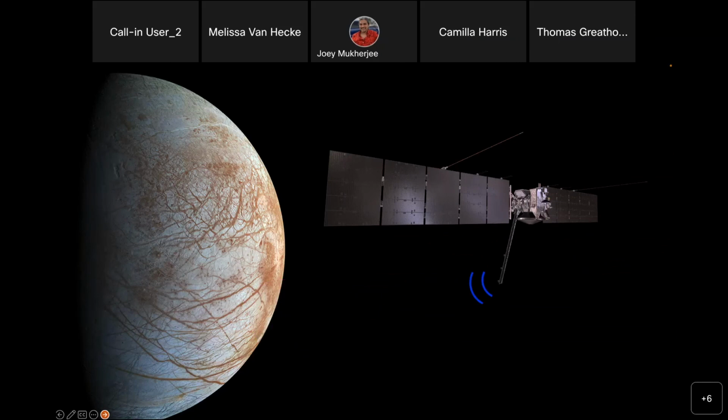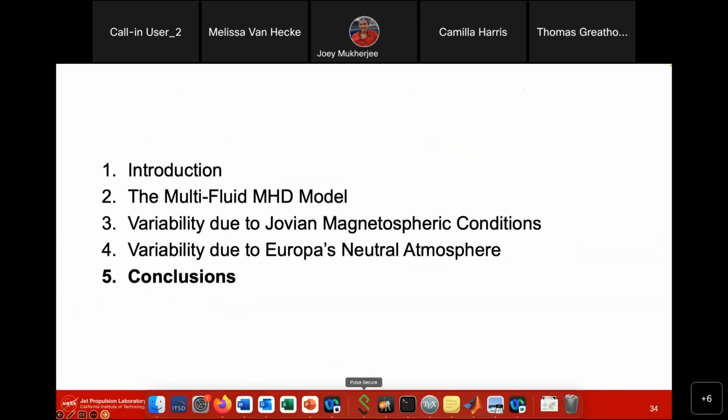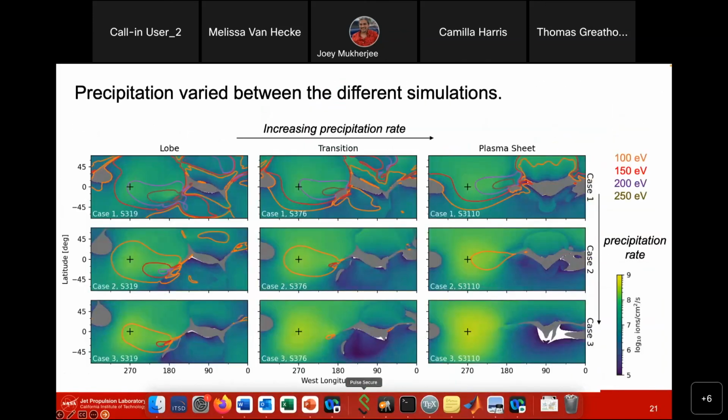Let me go back to the slide where I showed those. Cursor, where's my cursor? I don't know where it is. Okay. Woo! All right, these.